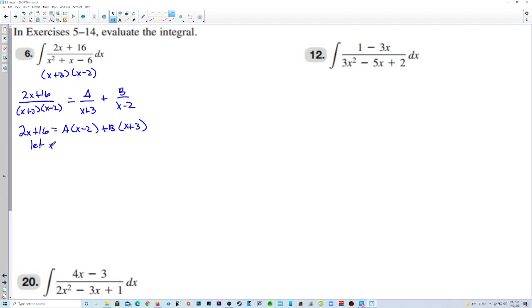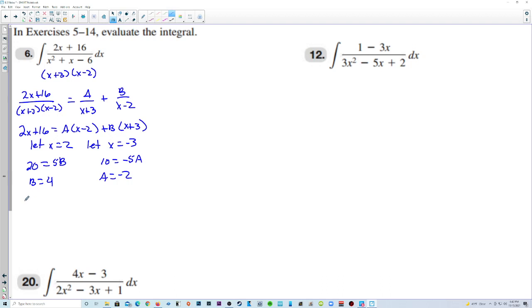We're going to let x equal 2. 4 plus 16 is 20, and 3 plus 2 is 5, so 5b. b is equal to 4. We're going to let x equal negative 3. Negative 6 plus 16 is 10, and negative 5a. a is equal to negative 2.